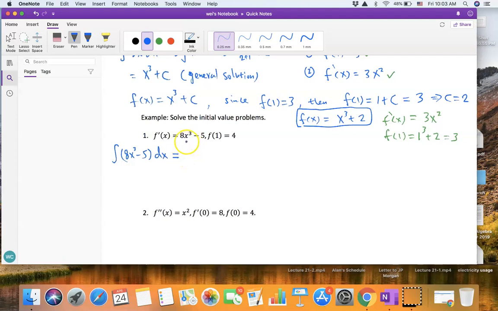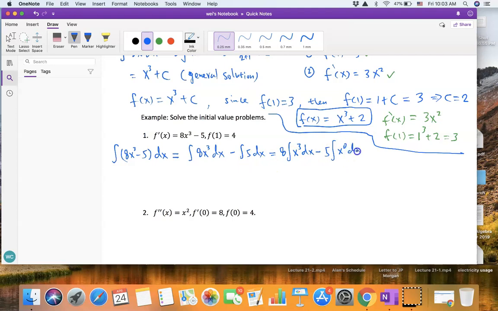We start by looking for the antiderivative of the function f'(x) = 8x to the third minus 5. This equals the integral of 8x to the third minus the integral of 5 dx. And this is 8 times the integral of x to the third, minus 5 times the integral of, once we bring the 5 outside, the inside we can write as x to the power of 0 dx.